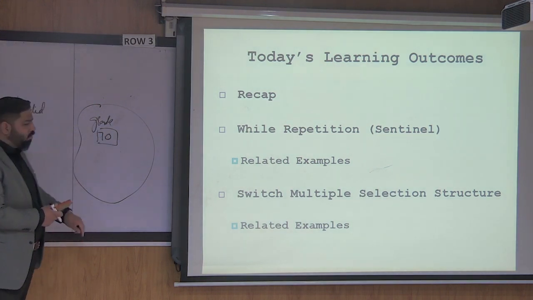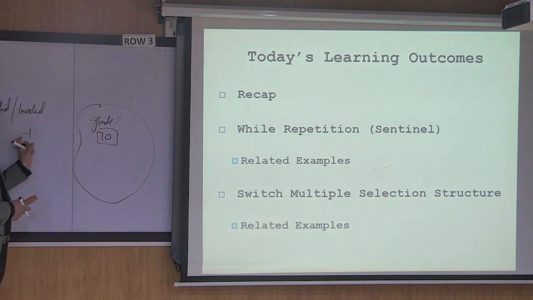So the loop which is controlled by this different value, which must not be confused with the regular input, is called the Sentinel value. And such a loop is called Sentinel controlled loop.